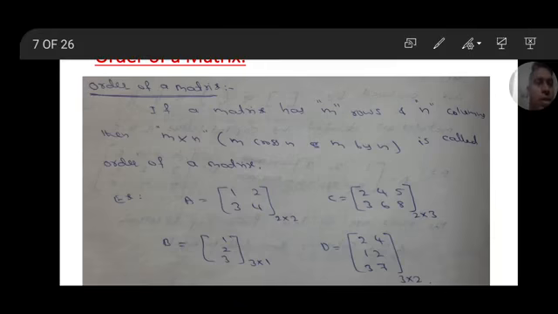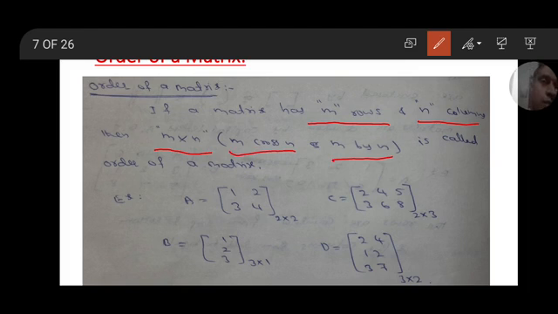What is the order of a matrix? If a matrix has m rows and n columns, number of rows m and columns n, then m cross n is read as m cross n or m by n. This is called the order of a matrix. If a matrix has m rows and n columns, then m by n is called the order of a matrix.